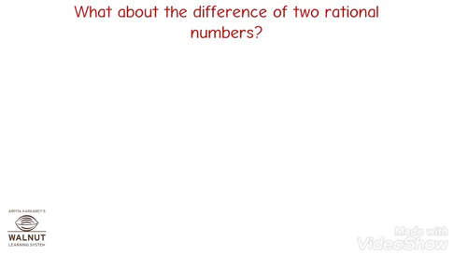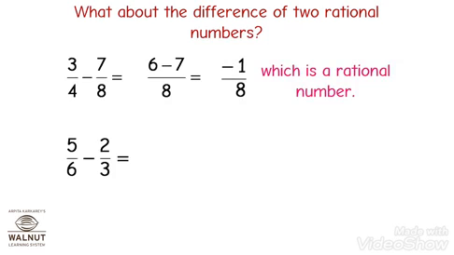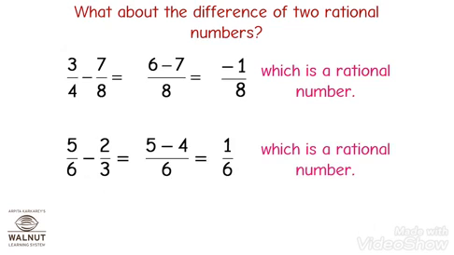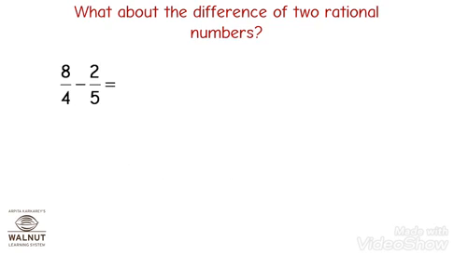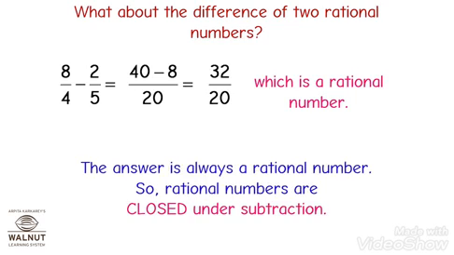What about the difference of two rational numbers? 3 upon 4 minus 7 upon 8 is equal to 6 minus 7 upon 8, which is equal to minus 1 upon 8, which is a rational number. 5 upon 6 minus 2 upon 3 is equal to 5 minus 4 upon 6, which is equal to 1 upon 6, which is a rational number. 8 upon 4 minus 2 upon 5 is equal to 40 minus 8 upon 20, which is equal to 32 upon 20, which is a rational number. The answer is always a rational number. So, rational numbers are closed under subtraction.